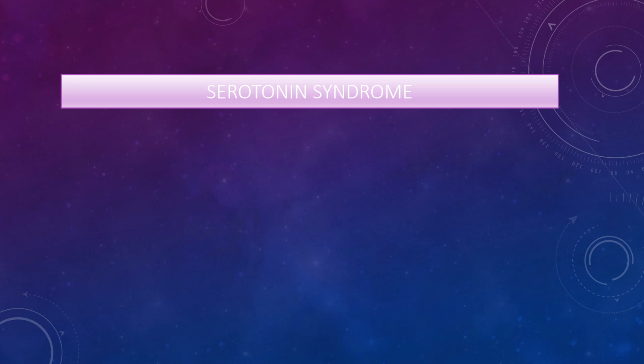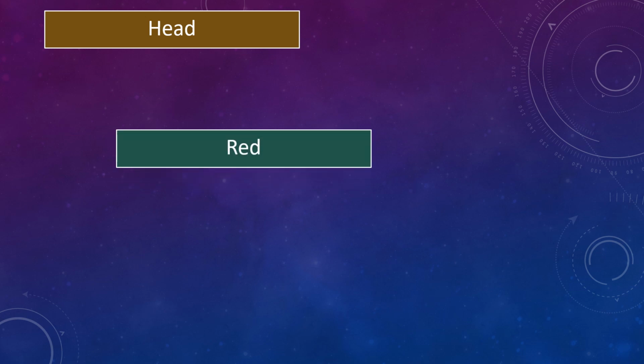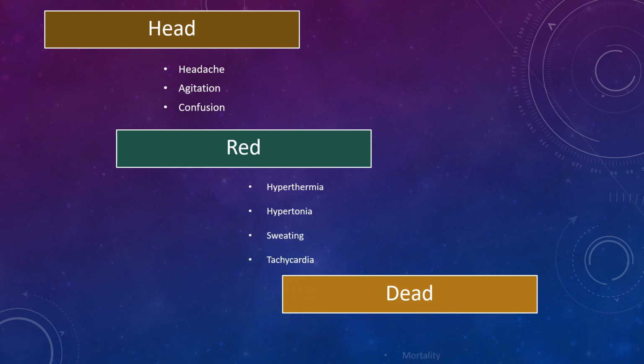Everything you need to know about serotonin syndrome. When you think serotonin syndrome, think head, red, dead. Head for headache, agitation, and confusion. Red for hyperthermia, hypertonia, sweating, and tachycardia. Dead for mortality, 2 to 13% mortality rate.